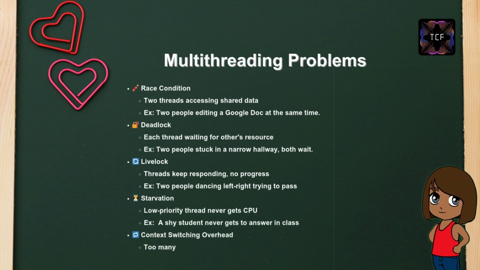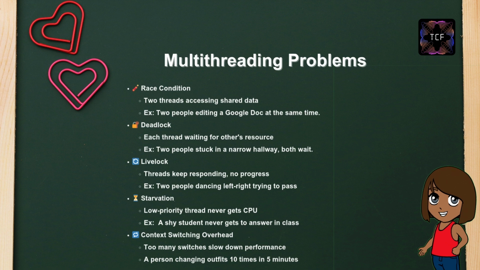Race condition. Occurs when two or more threads access shared data at the same time, and the final result depends on the timing of execution. How to fix: use locks, mutexes, or semaphores to control access.